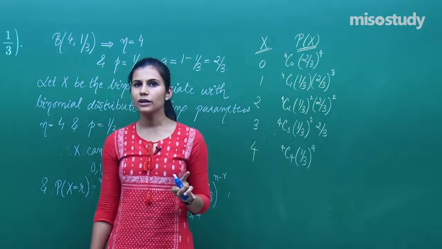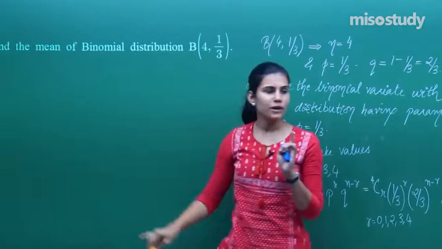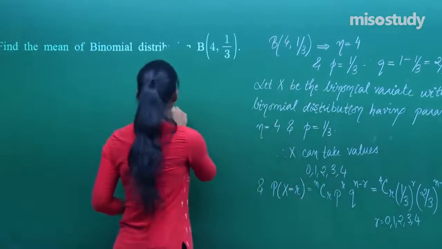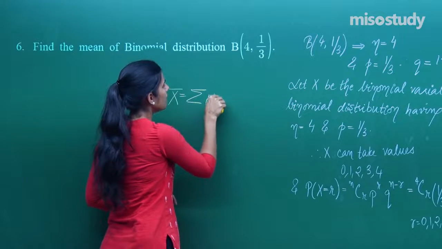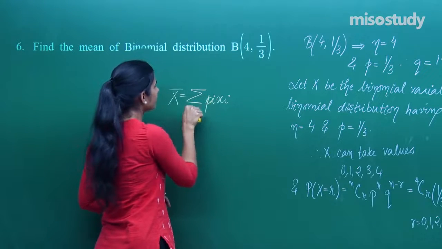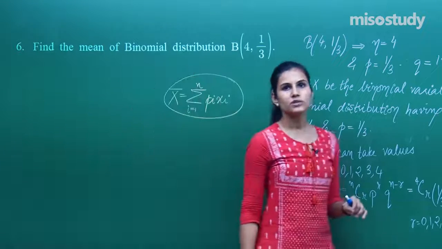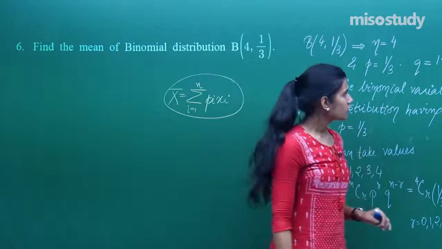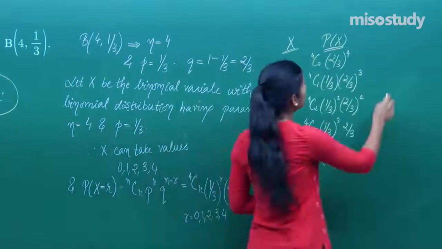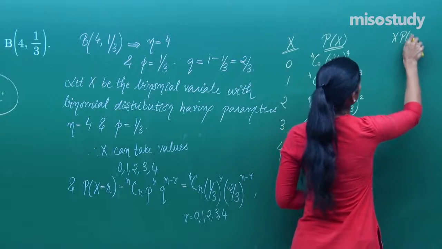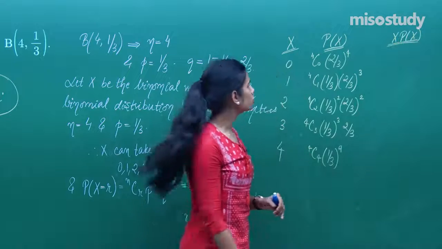You are not being asked the binomial distribution, you want the mean of the binomial distribution. What is the formula for mean? Mean is nothing but summation pi xi, i running from 1 to n, how many ever values are there which capital X is assuming. So here pi's I already have, xi's I have, I will just be multiplying. So x into px, or you can write xi into pi, whatever terminology you wish to keep.